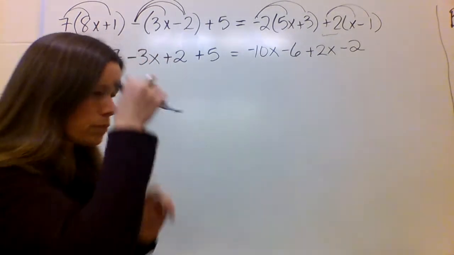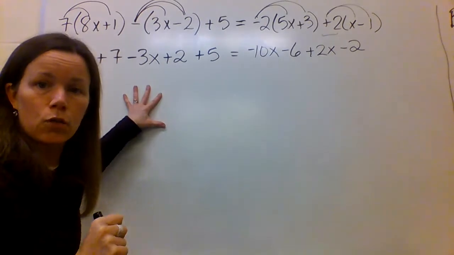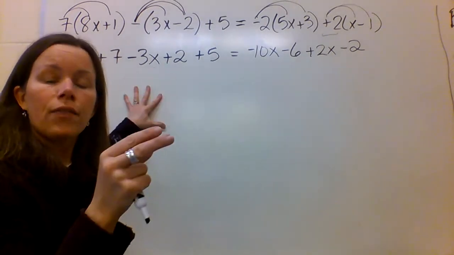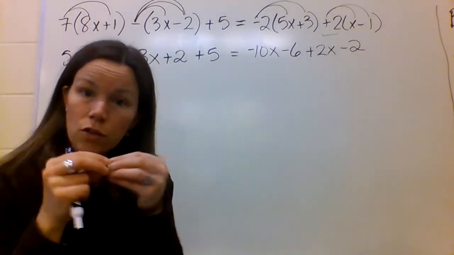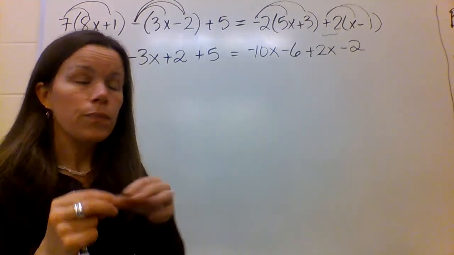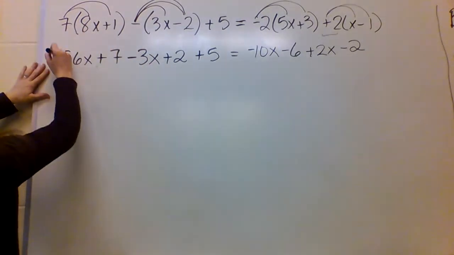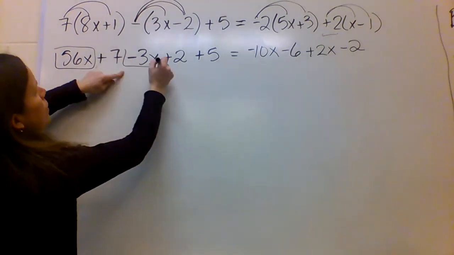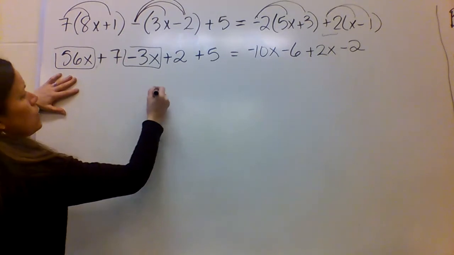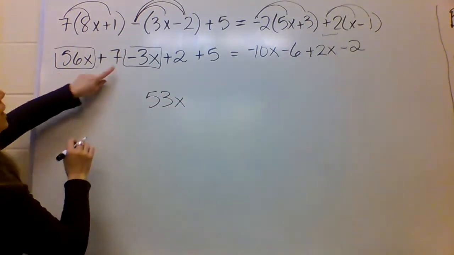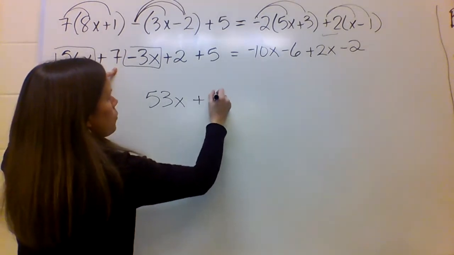I checked through. Now I'm going to combine like terms on each side. So on this side of the equal sign, I'm going to put the x's together and the constants, or the plain old numbers, together. I'm going to keep their signs with their numbers or their coefficients. On this side, I'm going to do the same thing, combine like terms. So let's see. I see 56x, negative 3x. So that's 56 minus 3 is 53x. And then I've got 7 plus 2 is 9, plus 5 is 14, plus 14.